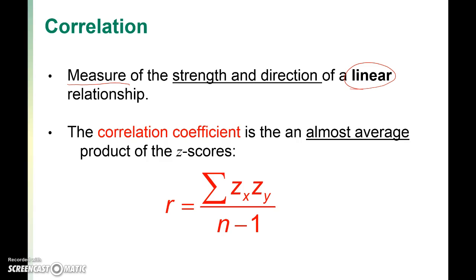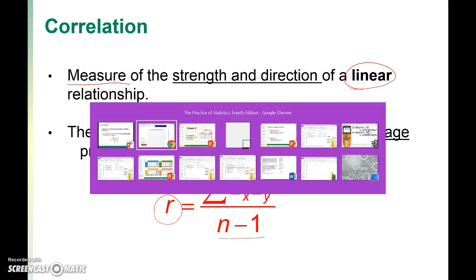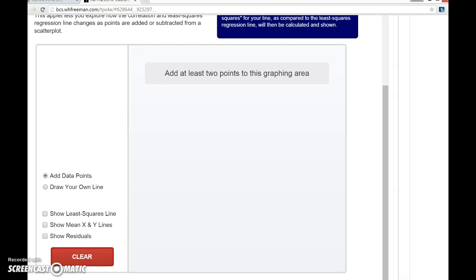The correlation coefficient, as we refer to it, this value R, is almost the average. And I say almost because we have that n-1, which we've talked about before, product of the z-scores of those values. So what I want to do is take a look at this applet, and I gave you guys a link to this to take a closer look at this concept of correlation and how it relates to the different graphs.